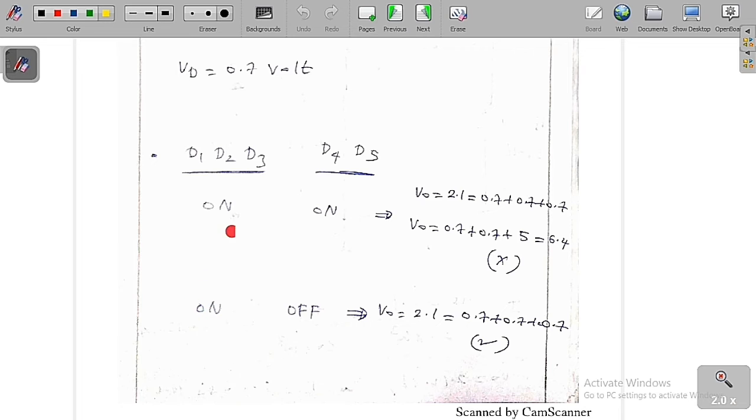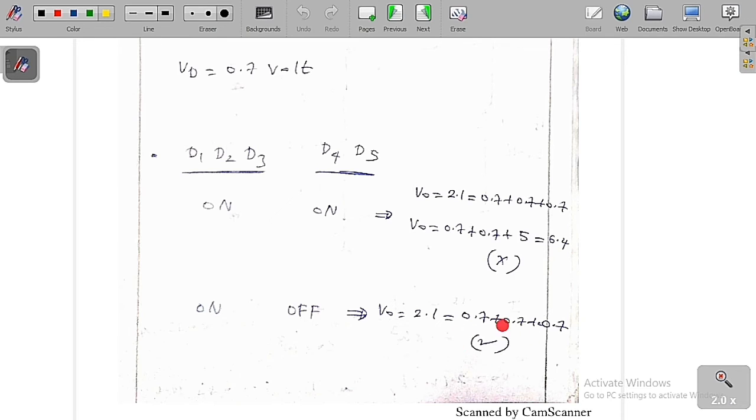Another assumption: D1, D2, D3 are on and D4, D5 are off. Then we will see what is going to happen. If D1, D2, D3 are on, then the output voltage we are going to get is 0.7 plus 0.7 plus 0.7, which is equal to 2.1. Here, the source voltage Vs is equal to 5 volt and V naught is equal to 2.1. So definitely we can say that whenever Vs is equal to 5 volt and V naught is equal to 2.1, the diodes D4 and D5 are going to face a reverse bias voltage. So they are going to get off. Yes, so our assumption is correct.